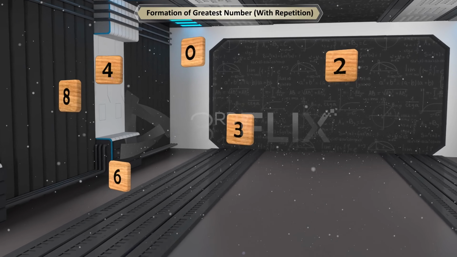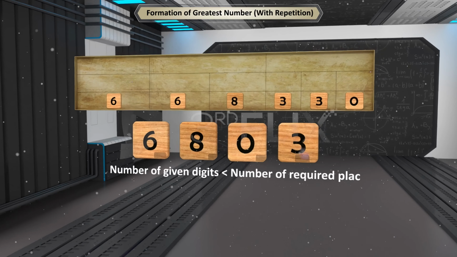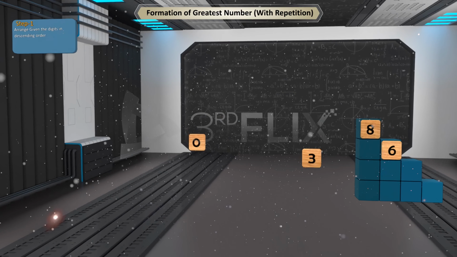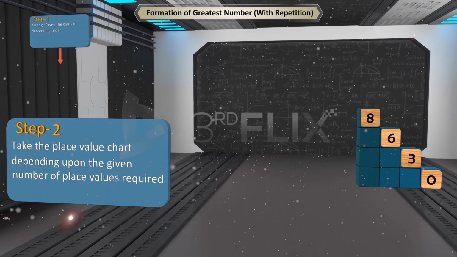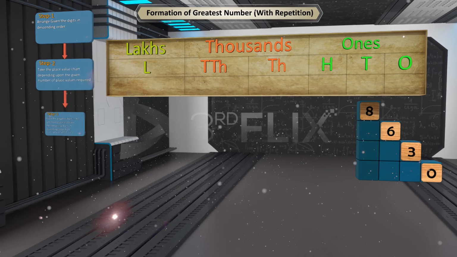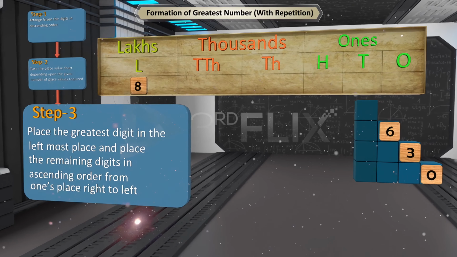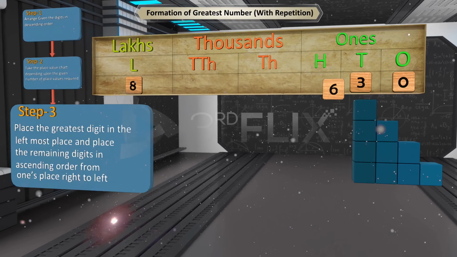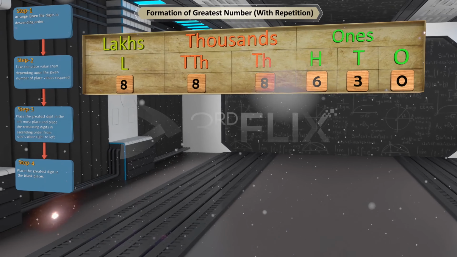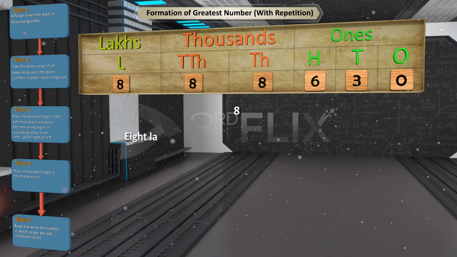In general, for this kind of situations, number of given digits will be less than the required number of places. Step 1. Arrange the given digits in descending order. Step 2. Take the place value chart depending upon the given number of place values required. Step 3. Place the greatest digit in the leftmost place and place the remaining digits in ascending order from one's place right to left. Step 4. Place the greatest digit in the blank places. Step 5. Read and write the number in words as per periods and place values.